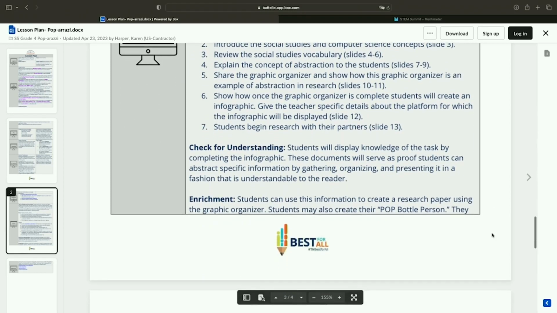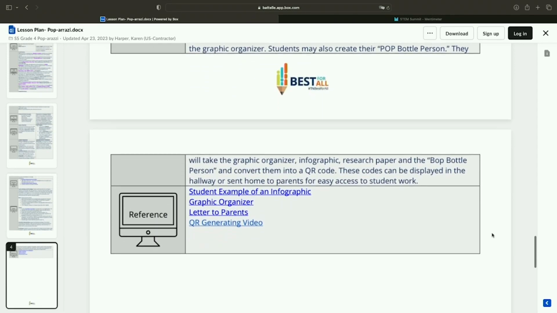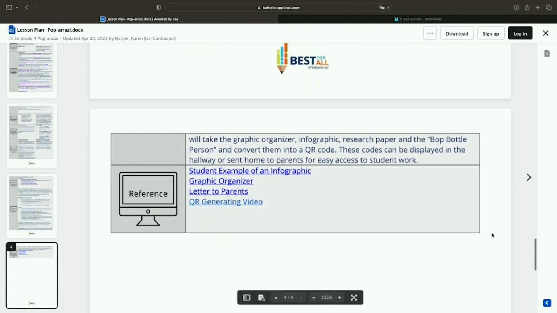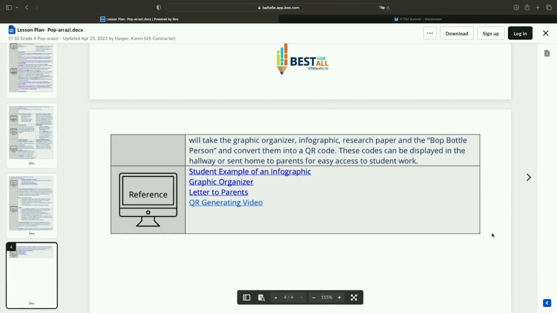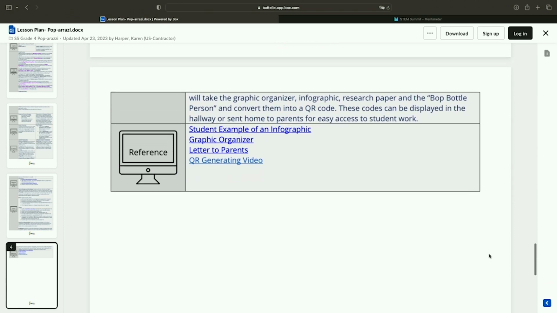And the enrichment's what's on the table. We'll talk about that in a second. And then we'll go back to the other presentation.